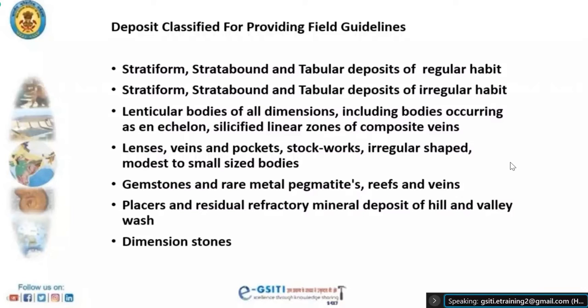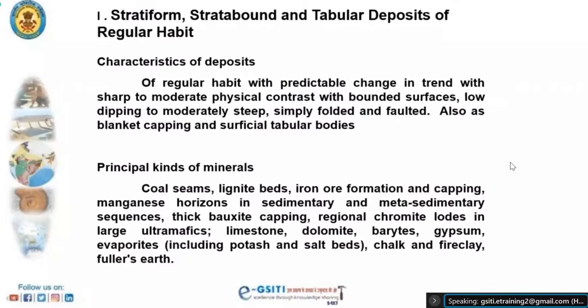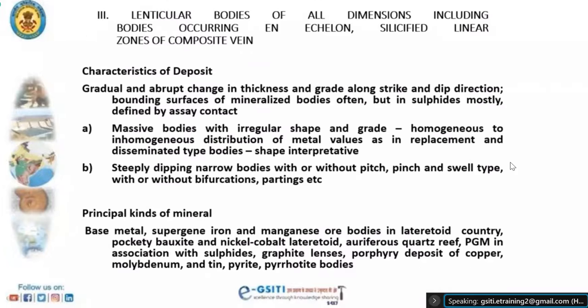So in case of your lenticular type of bodies, in the very preliminary stage, what generally happens in this? We see that there is an abrupt change in thickness and grade, because at a few places you have a very high nugget effect of gold. At a few places we have a lean amount of gold present. So they have pinching and swelling characteristics.